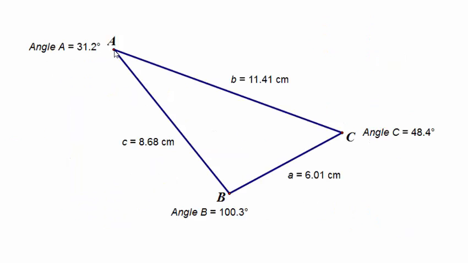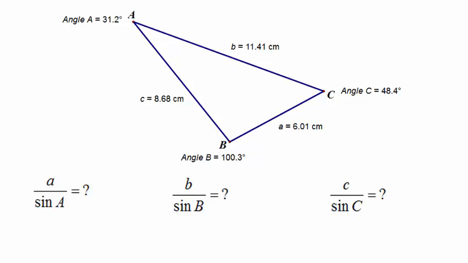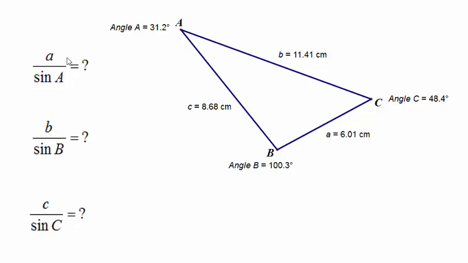Now here we have a new triangle ABC with different angles as well as different lengths compared to the previous triangle that we have used. Now we are going to use this triangle to calculate the value of a over sine A, b over sine B, and c over sine C, and see whether there's any relationship between these three values. Okay, now students, please take out your calculator and calculate the value of a over sine A, b over sine B, as well as c over sine C to see whether there's any relationship between these three values. So what is the value that you have gotten for a over sine A, b over sine B, and c over sine C?